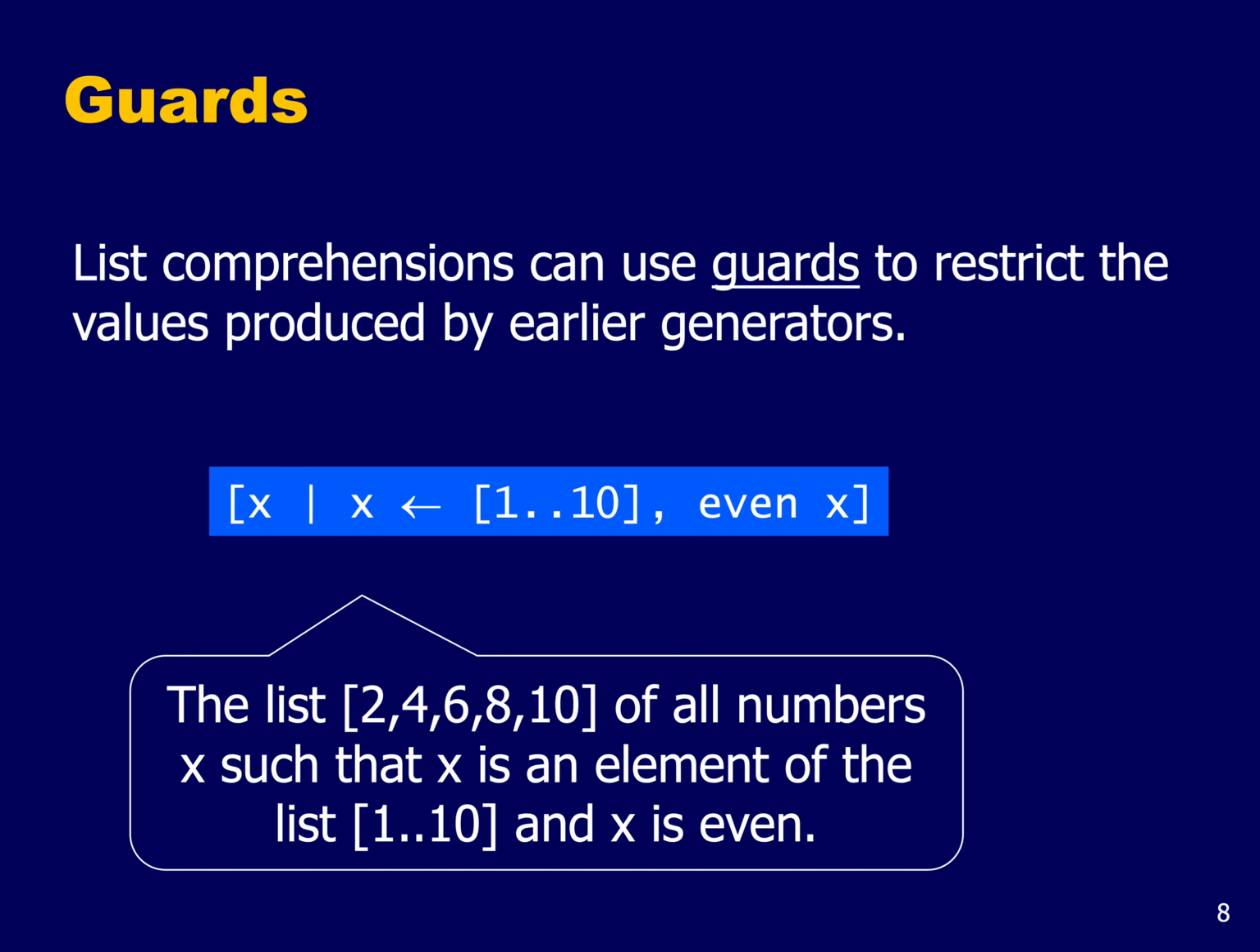And again, if you want to think more operationally or imperatively about this example, it's really like a for loop. So you've got for x ranging from 1 to 10, and then inside the loop you're saying if x is even, then we return it, otherwise we throw it away. So this is basically now all you need to know about list comprehensions. You have generators and you have guards, and that's it.